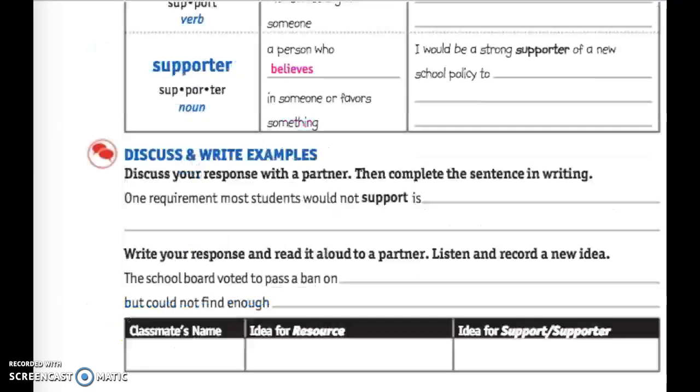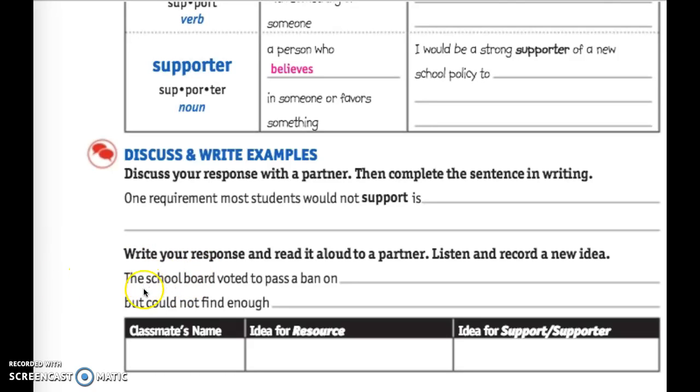All right, now coming down to this final section of this page. It says, one requirement most students would not support is blank. Now, for this, remember, after the word is, we're going to need a verb plus an ing ending. So it could be is attending school during the summer, could be working harder on the weekends. But what is one requirement that if the school tried to do, most students would not support it? I'm looking for your grammar here, being able to use the right form of a verb, verb plus ing, to finish this sentence.